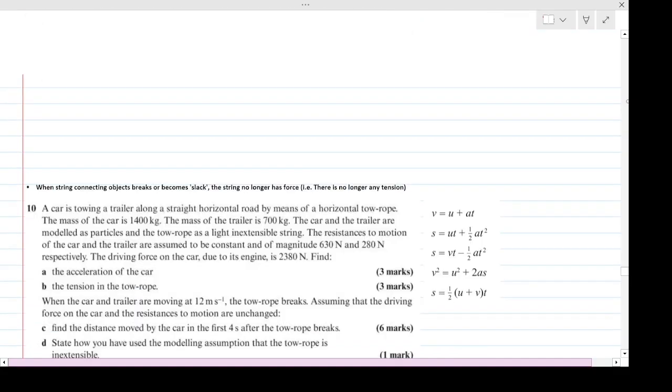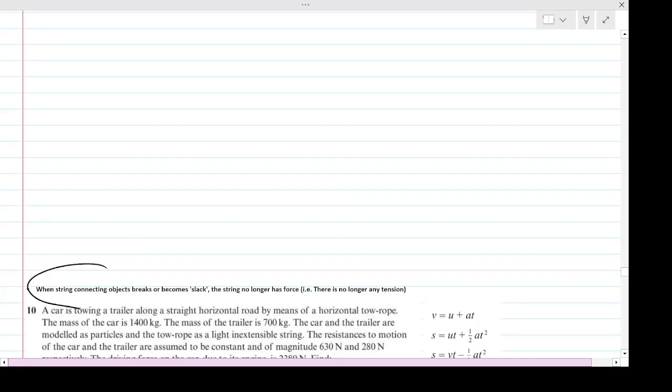So if you're in a situation where you're told, and I've highlighted it here, when you've got the string or the tow rope connecting the two objects, if that breaks or if it becomes slack, we'll see more about that in the next video, the string basically disintegrates and there's no force in the string anymore, so there's no tension when it breaks or becomes slack, as we call it.